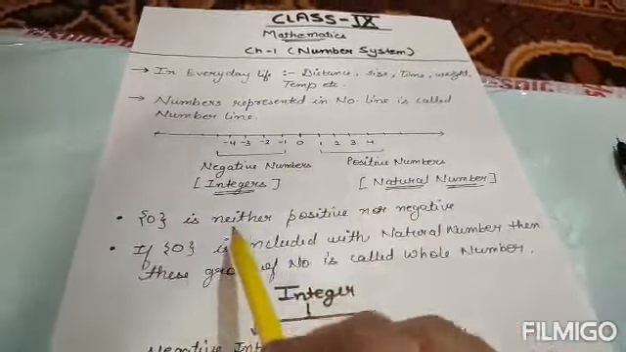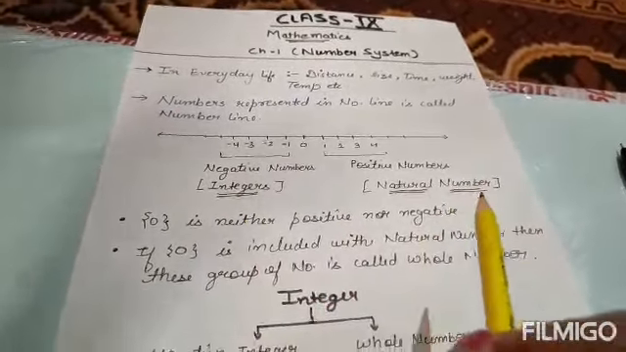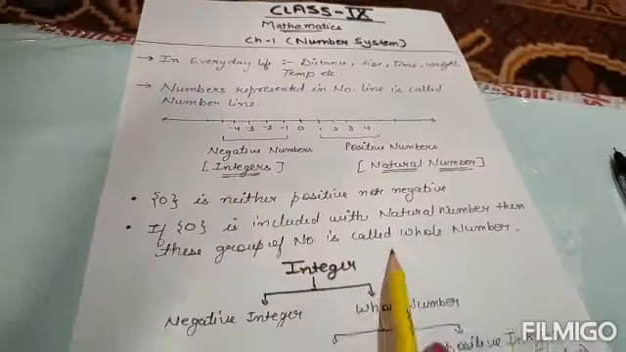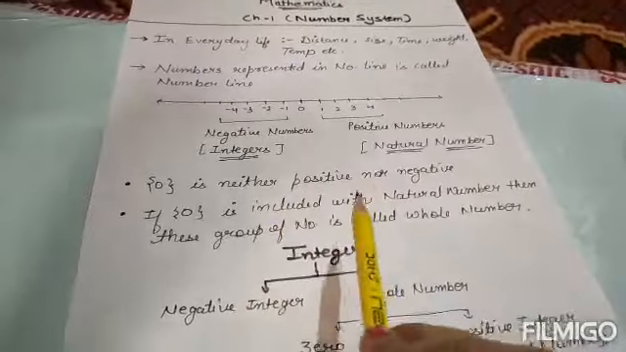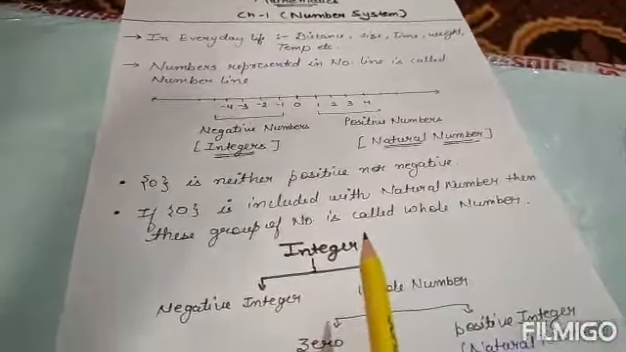0 is neither positive nor negative. It is not included in positive numbers or in negative numbers. So what is 0 then? 0, when included with natural numbers, makes a group of numbers called whole numbers.